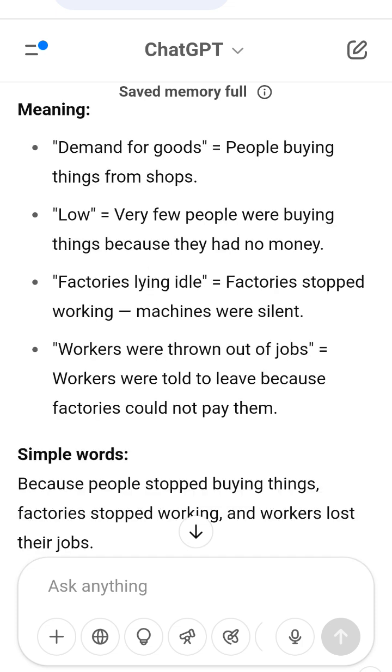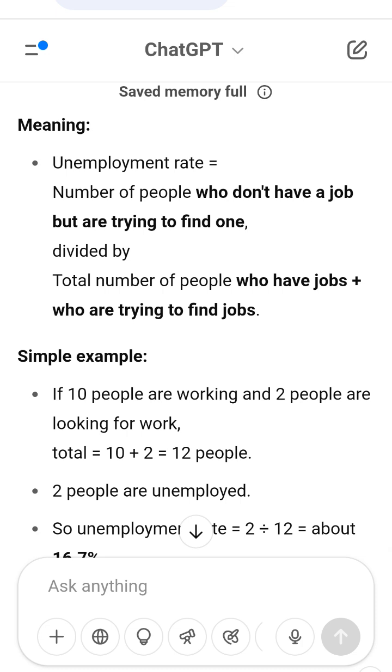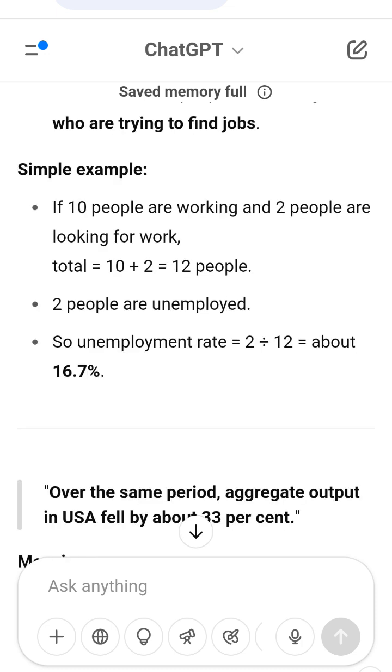3. Unemployment was high in the USA. In 1929, only 3 out of 100 people were jobless. By 1933, 25 out of 100 people were jobless. This is called a 25% unemployment rate.